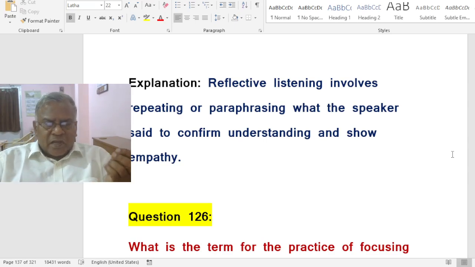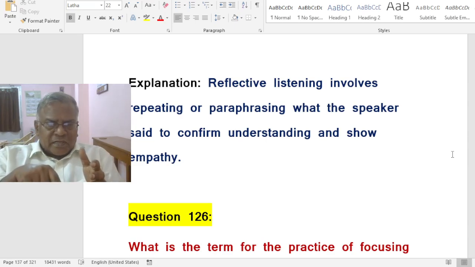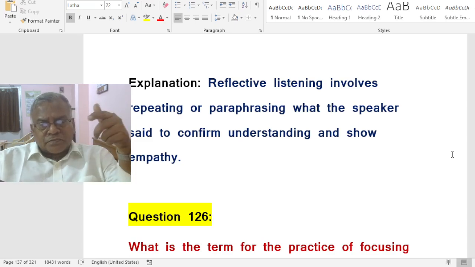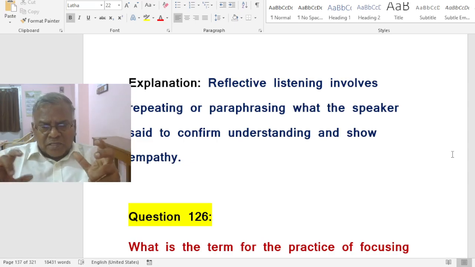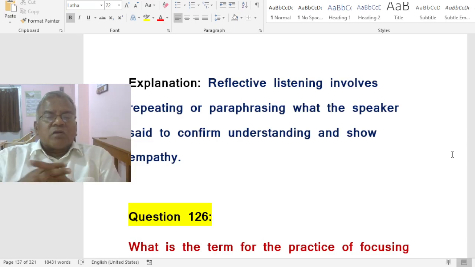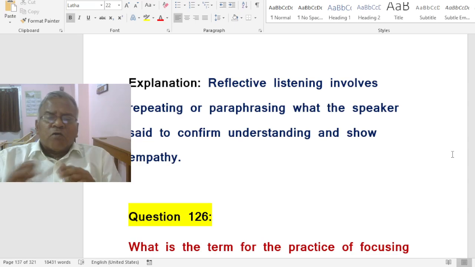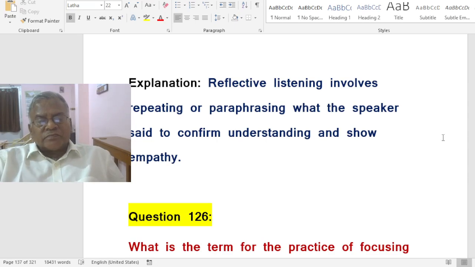See, someone speaks, another one summarizes what he speaks. If that is the case, that is called reflective listening. See, two people are there. One person speaks, another person listens. The person who is listening to the speaker summarizes what the speaker has said. Do you understand? Summarizing the speech, so then it is called reflective listening. So reflective listening involves repeating or paraphrasing what the speaker said to confirm understanding and show empathy, oneness with the speaker.